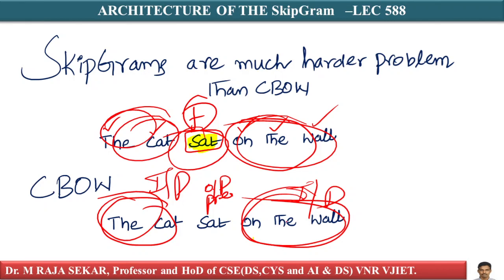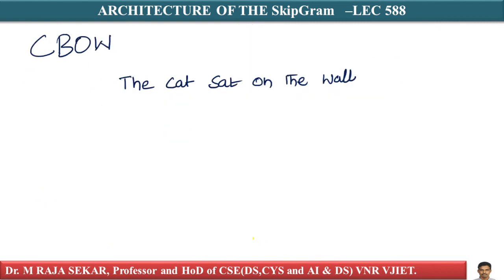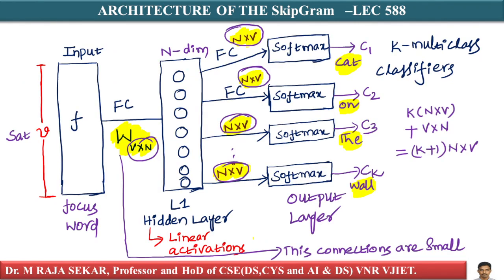How do I get the weights in both the cases? In both the cases, just see here. What is happening? One target word. This is SKIPGRAM. How many focus words? One focus word. You have to predict so many context words.